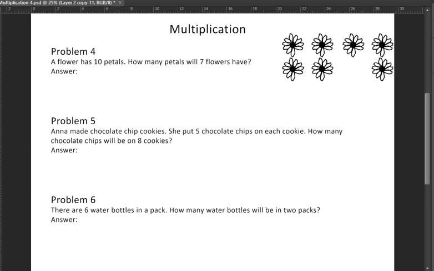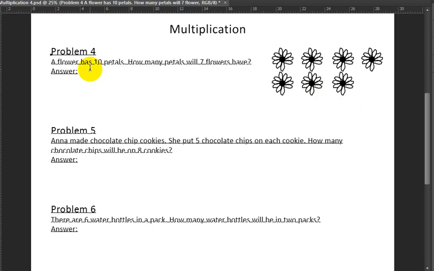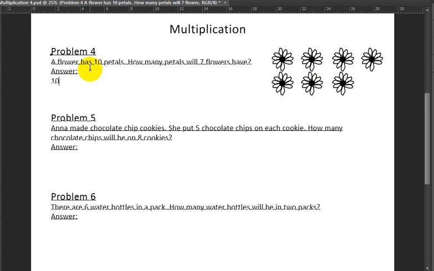And I'm also going to delete 1. So there we go. That's 7 flowers with 10 petals each. And we're being asked, how many petals do they have altogether? Well, it's going to be 10 and 10 and 10 and 10 and 10 and 10 and 10. So that would be 7 tens, right? 10 plus 10 plus 10 plus 10 plus 10 plus 10 plus 10.